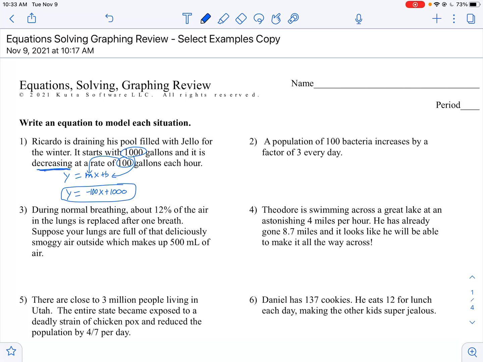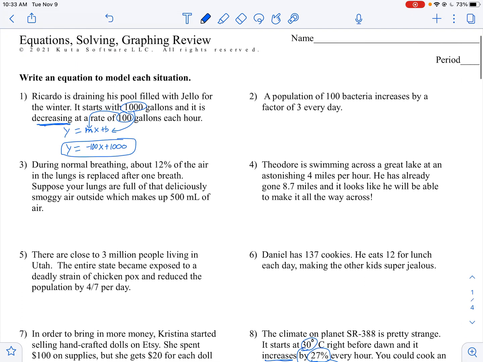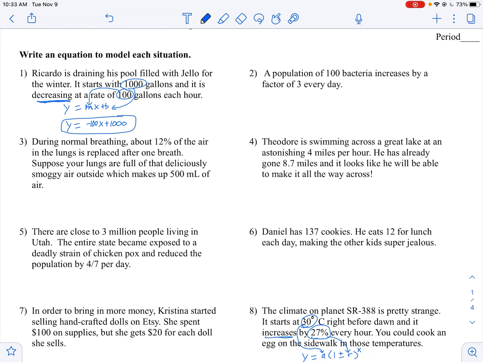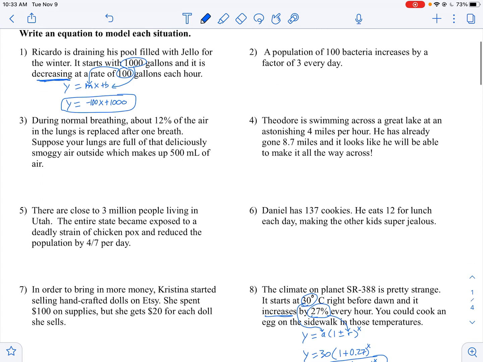Hello, welcome to today's little video, kind of going over this review of writing equations, solving equations and inequalities, and graphs. And so already on your paper you should have some of these worked out, like number one, this is a linear situation where we're subtracting 100 gallons each hour, and so you get an answer like that.